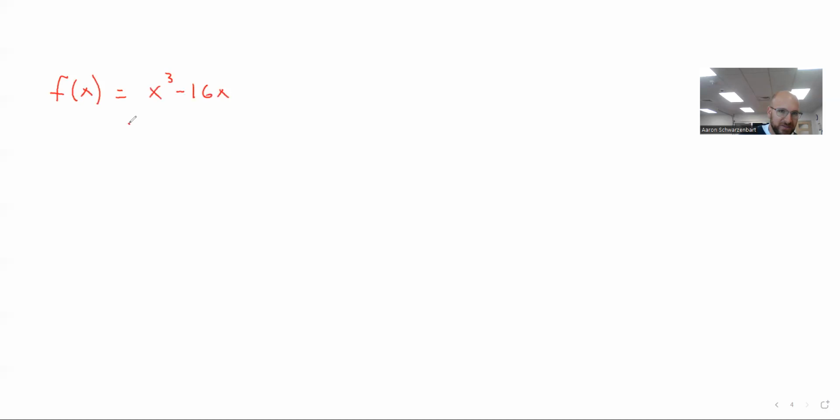And the graph looks like this. It has x-intercepts at -4, 0, and 4. Let's put those in a different color. So here's my original graph here in blue.